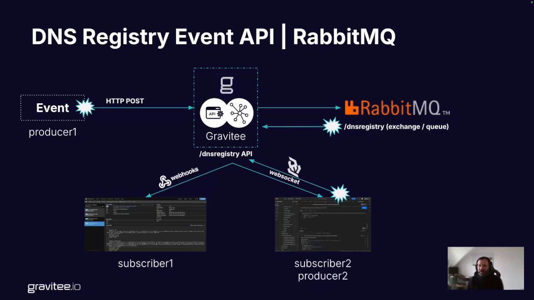And also how you would be able to leverage the Gravitee platform to centralize all the traffic and monitoring of the traffic that goes from those clients, producer and consumer, to RabbitMQ.